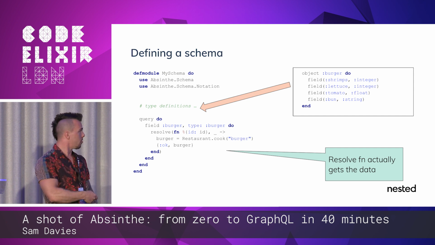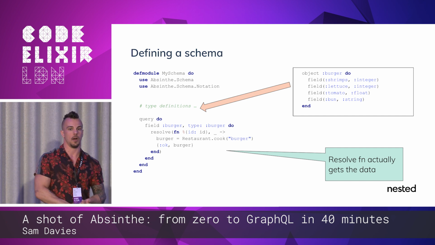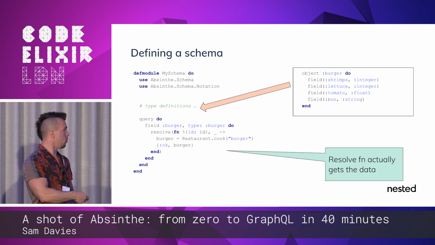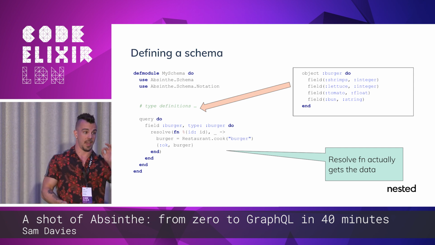In this case, I've just gone for a very simple example. This can be anything. This can be an API call. It could be getting something from your database, anything you want, really. The only thing that it has to do is return a tuple with OK and the object, or an error tuple. Another benefit of GraphQL is that you can specify errors on individual fields. And it's very easy to do that.